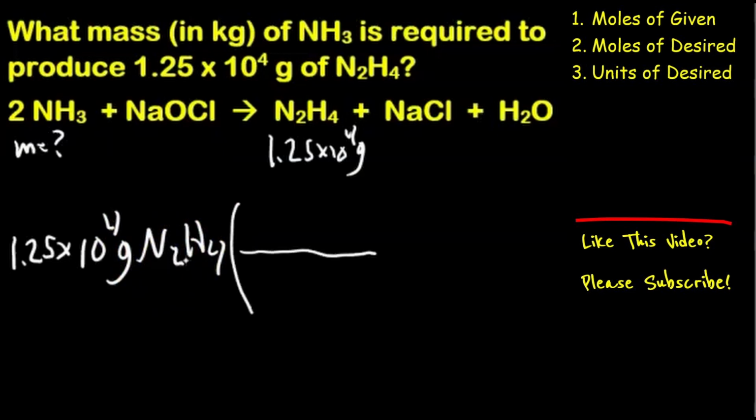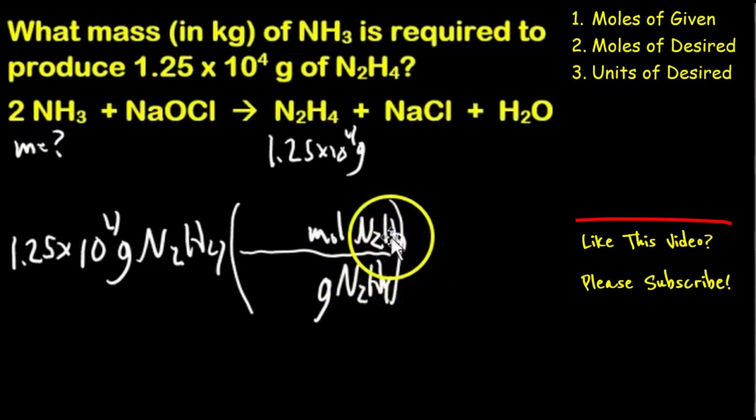So to do that, we always multiply it by a fraction. We want grams to cancel out, so we need grams in the denominator of N2H4, and we want moles in the numerator because that's what we're solving for. Moles of N2H4. Now, we need to know how many grams in 1 mole. This is a molar mass, and I'm just going to give you the molar mass because I'm assuming you know how to calculate the molar mass.